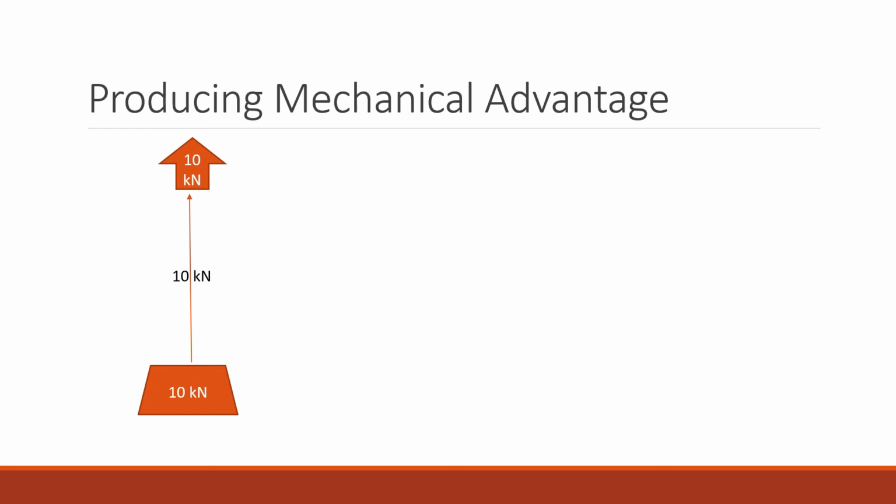So here we have a nominal system, just a 10 kilonewton load attached to a theoretical perfect anchor. The rope between those two experiences a force of 10 kilonewtons. This is all in static equilibrium. There's no forces in the x direction. It's all nice and stable. Everything's okay.